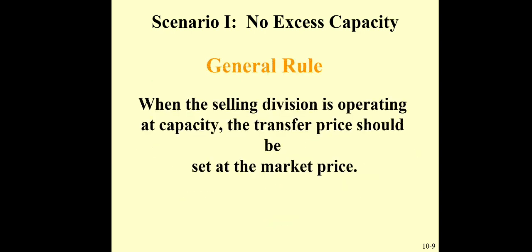So the general rule for the no excess capacity scenario is when the selling division is operating at capacity, the transfer price should be set at the market price. Otherwise, the transfer will not happen.